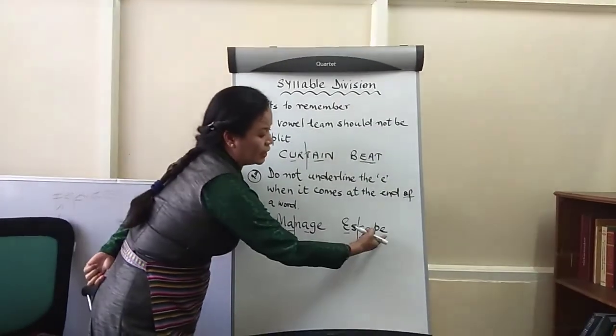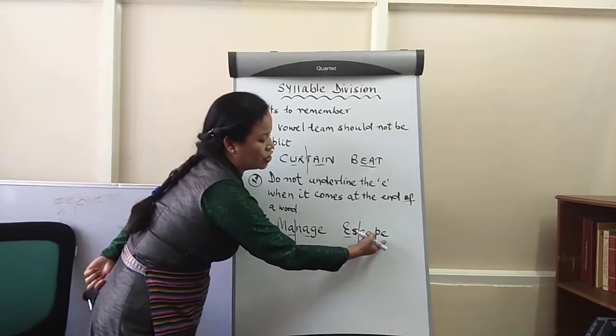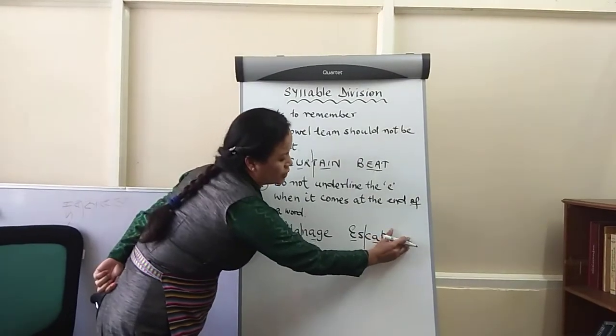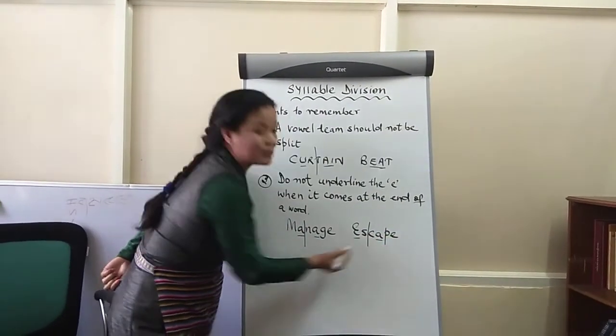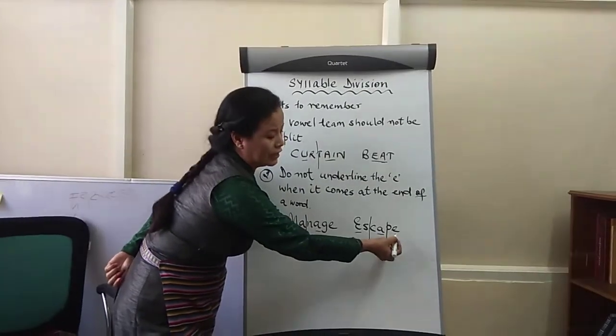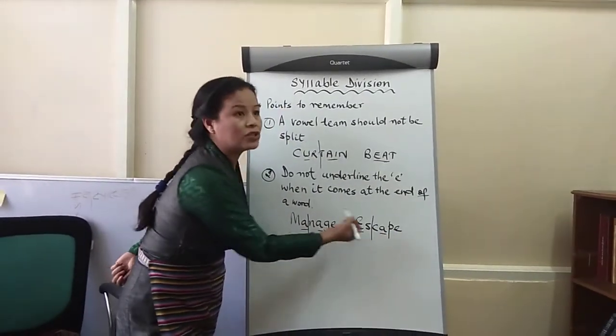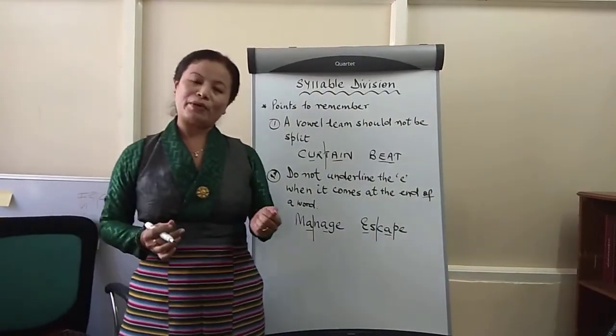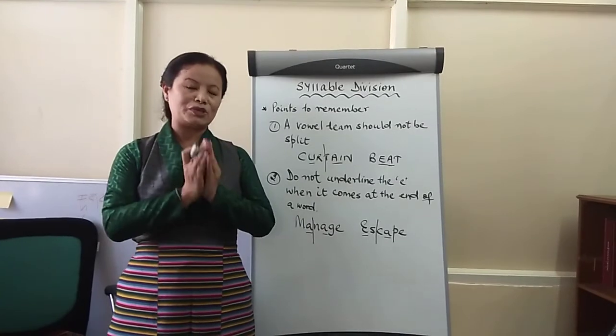The silent E here changes the vowel sound. Usually if E is not there, this becomes cap. When you add this silent E, the vowel sound changes, escape. So these are two things that you need to remember when you break a word into syllables.